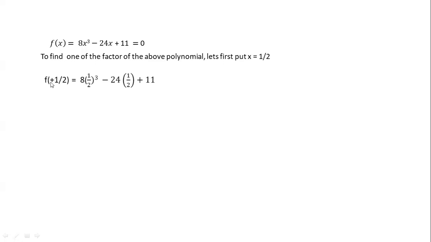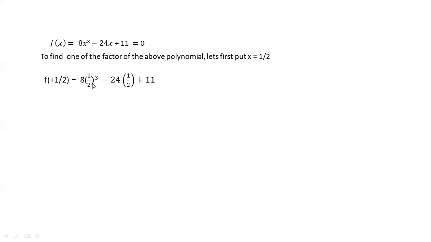So this is your polynomial. Now we are going to put plus 1 by 2. To find one of the factors of the above polynomial, let's first put x is equal to 1 by 2. In place of x, I am going to substitute 1 by 2. So it is f of plus 1 by 2. That is, in place of x I am putting 1 by 2. So it is 8 times 1 by 2 raised to 3, minus 24 into 1 by 2, plus 11.